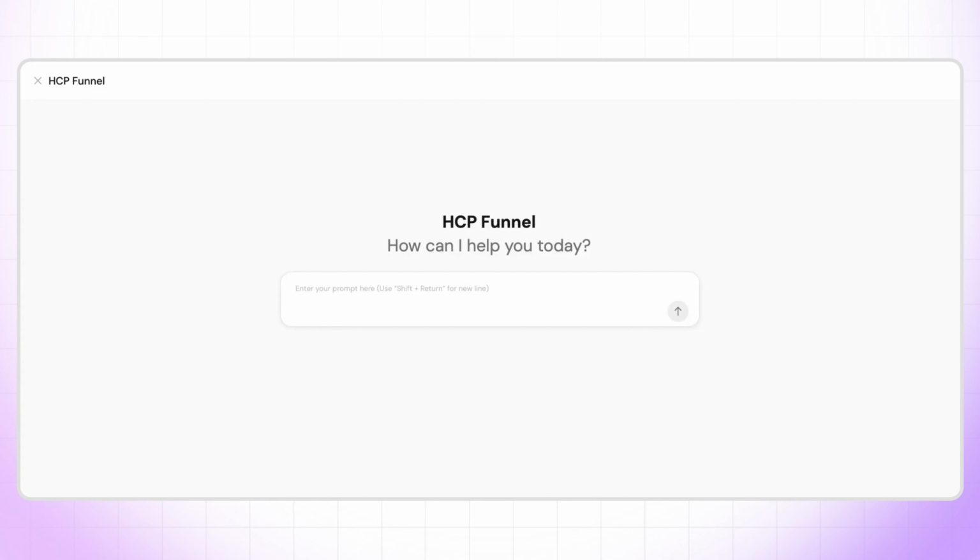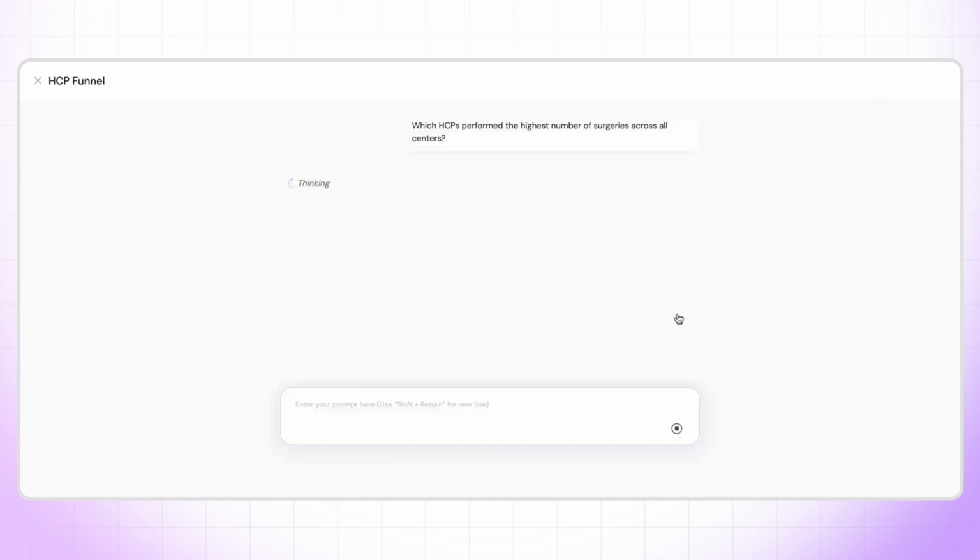The goal is simple: help you understand who is treating whom, how care is delivered, and where meaningful opportunity exists, with confidence that outputs can be trusted, reused, and operationalized. To understand the capability of the HCP agent, let's ask a few impactful questions, and we'll start with a single prompt, like which HCP, which is healthcare professional, performs the highest number of surgeries across all centers.